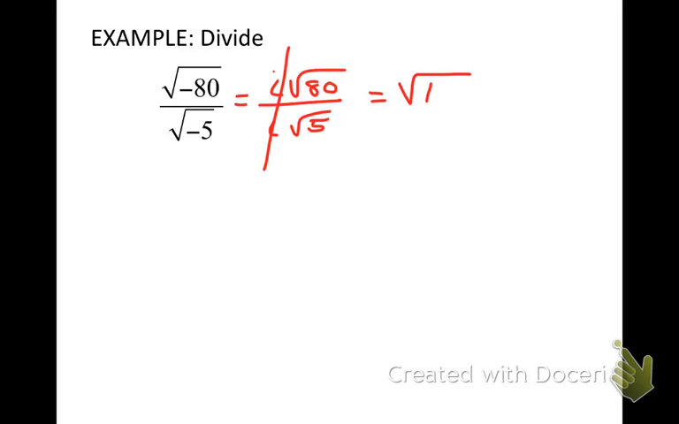Is it 16? Yeah, 16. There we go. And the square root of 16 is 4. Good, so my final answer is 4. We don't even need to remember the i's, because they cancel out from the top and the bottom, unlike multiplying, where they would multiply to get to i squared.